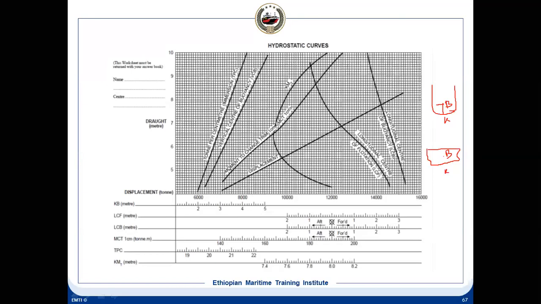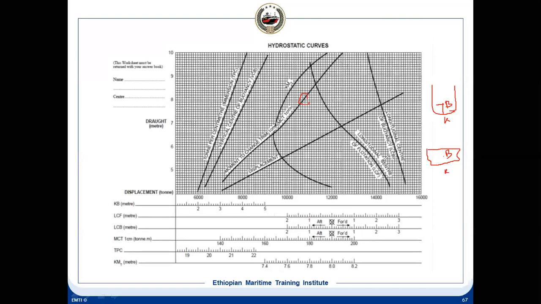Then we have the MCT 1 centimeter. This MCT 1 centimeter, this is the curve. So this curve is the MCT 1 centimeter. So this is the scale which is given to us. This is the way we can get the values.